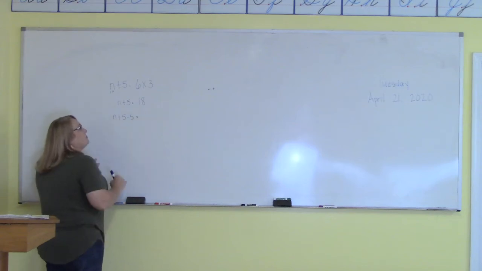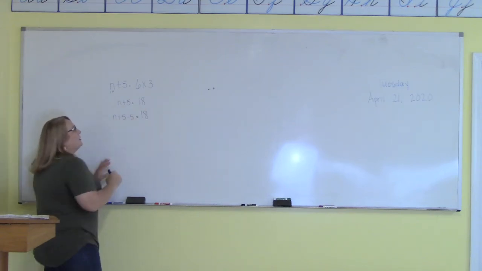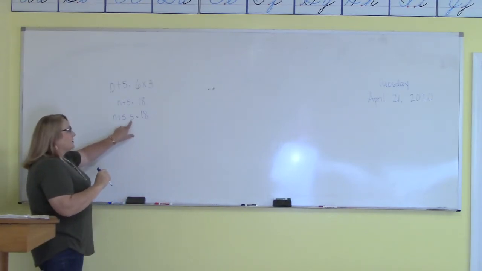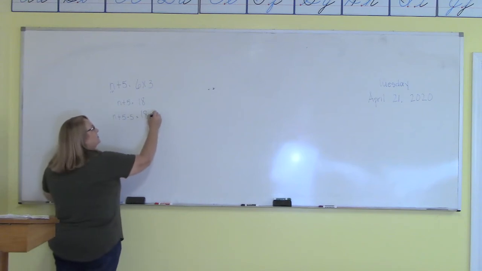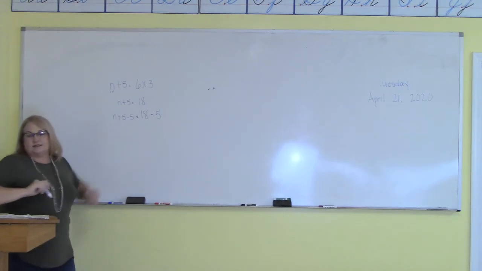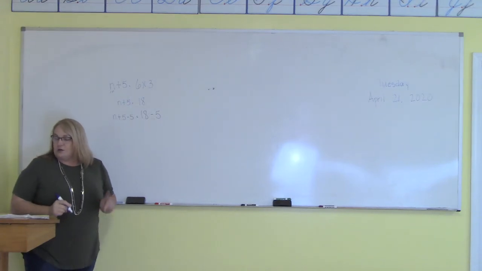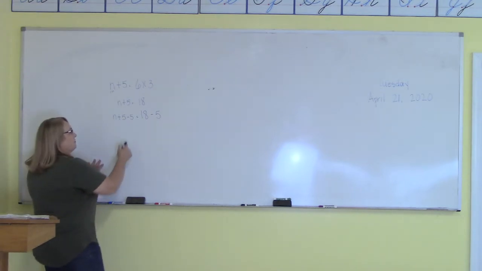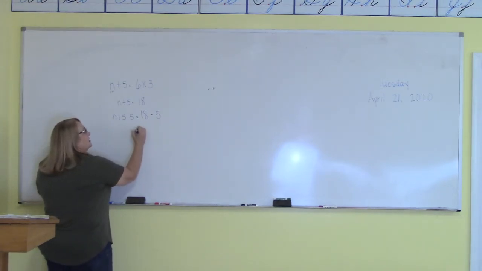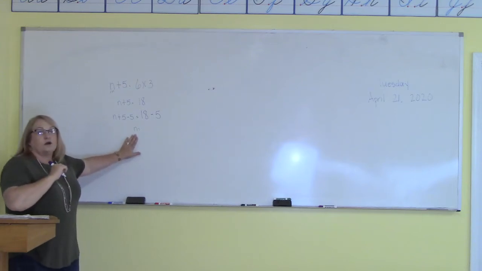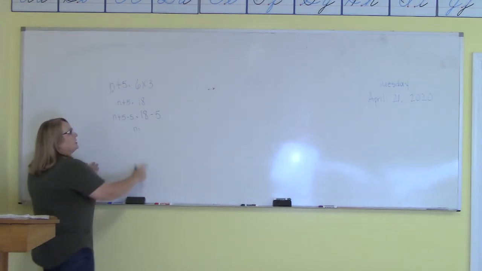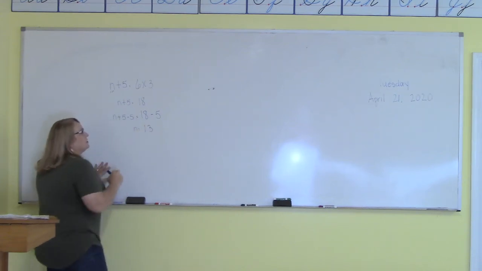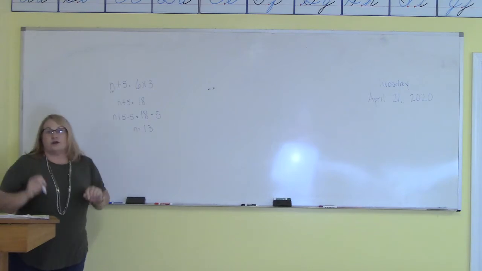Okay, but then you have to remember that what you do to one side, you have to do to the other. So we subtracted 5 from this side, so we have to subtract 5 from this side. Whatever you do to one side, you have to do to the other. Okay, then we can solve, because 5 minus 5 is 0. That means n is left all by itself, and we're about to find out what that number is. 18 minus 5 is 13. So n must equal 13.